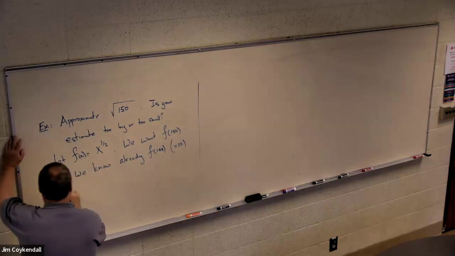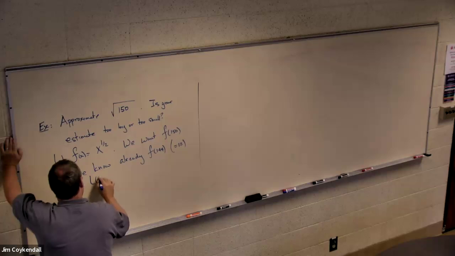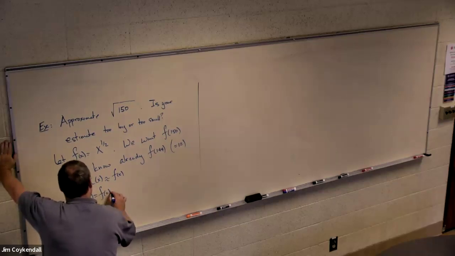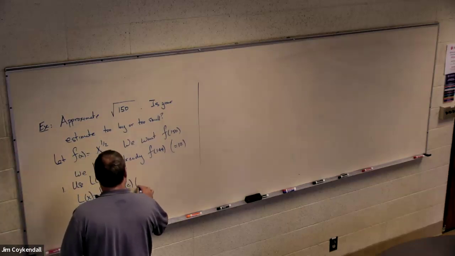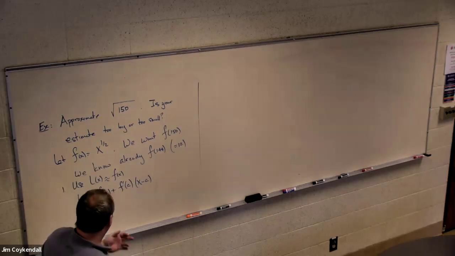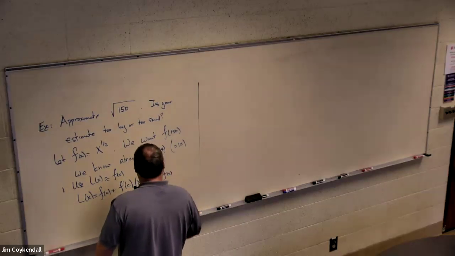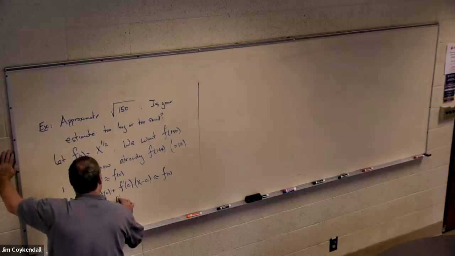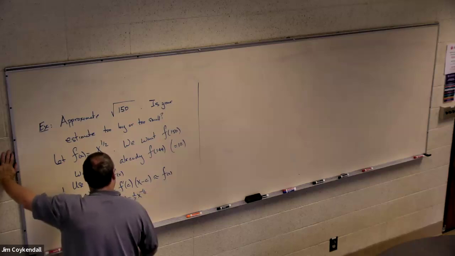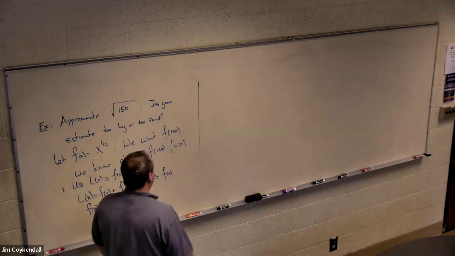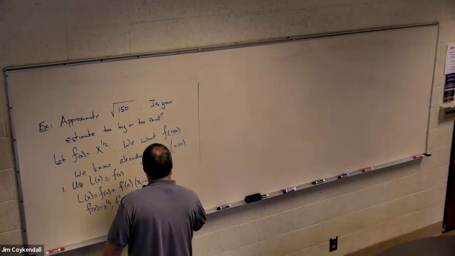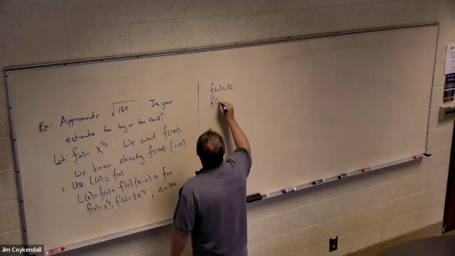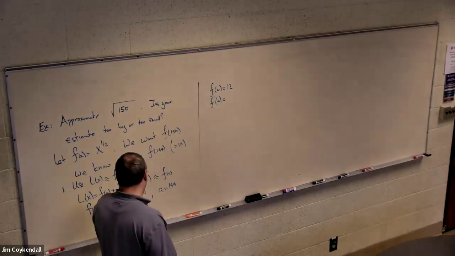So one, this tangent line, L of x, and the linearization is just the tangent. We use the usual process here. f of x is x to the 1/2, and f prime of x is 1/2 x to the minus 1/2. So L of x, and a is 144. So f of a is 12, and f prime of a, when I plug in 144, I get 1/24.